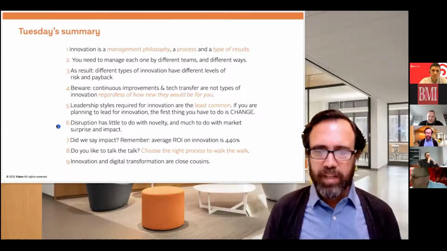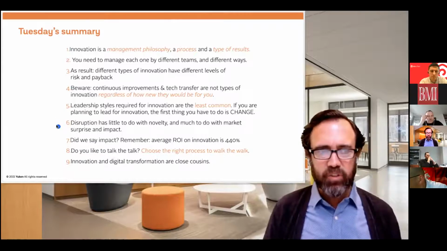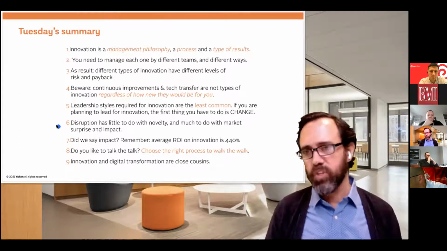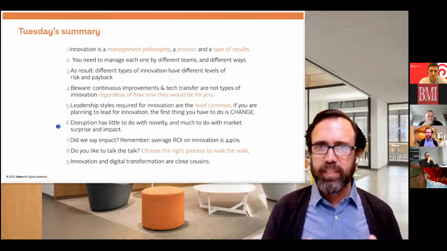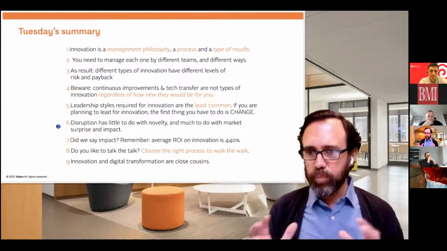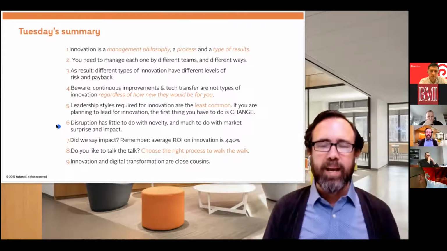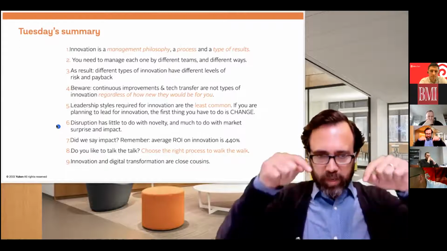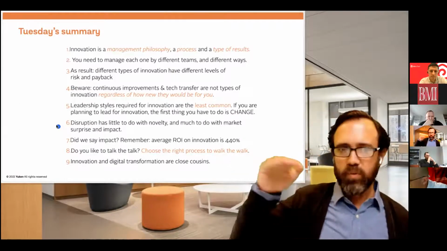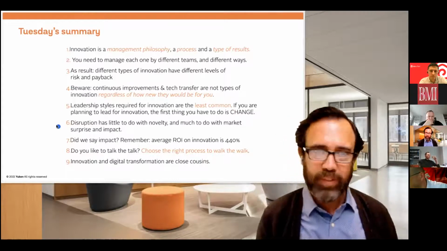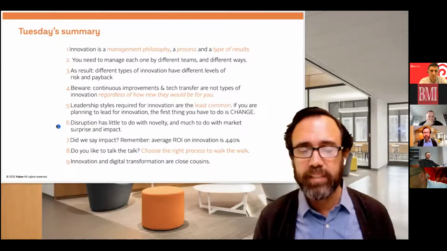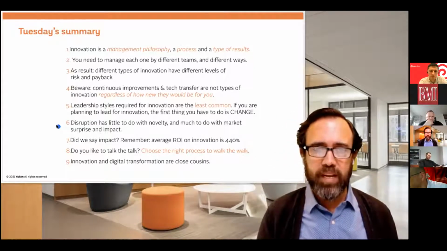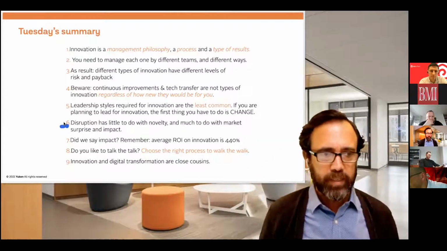Then, disruption has little to do with novelty, how new something is, but much to do with market surprise and impact. And in that market surprise is where we want to put our effort, looking down, not looking to the people who can pay big bucks, because we have seen no case of disruptive innovation that has been achieved by tapping into the high end of the market.